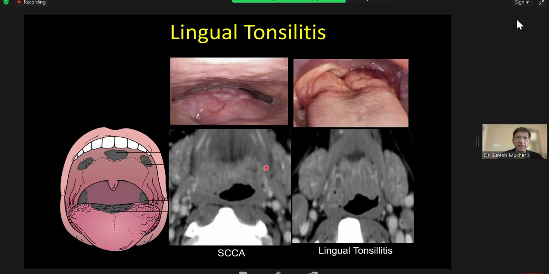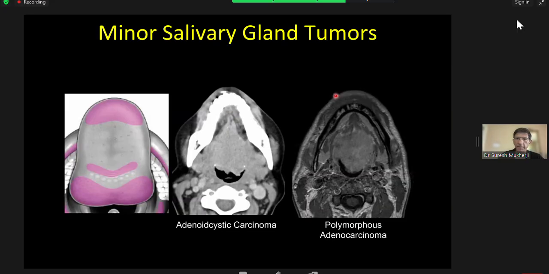So this is another example here. These are two patients that have an abnormality involving the lingual tonsil. This one is squamous cell carcinoma. This is what it looks like clinically. And this is lingual tonsillitis. See how the inflammation, again, it's thickened, but this is what we see when we look at it on clinical evaluation. So again, hard to tell, but you can easily see it and palpate it in clinic.